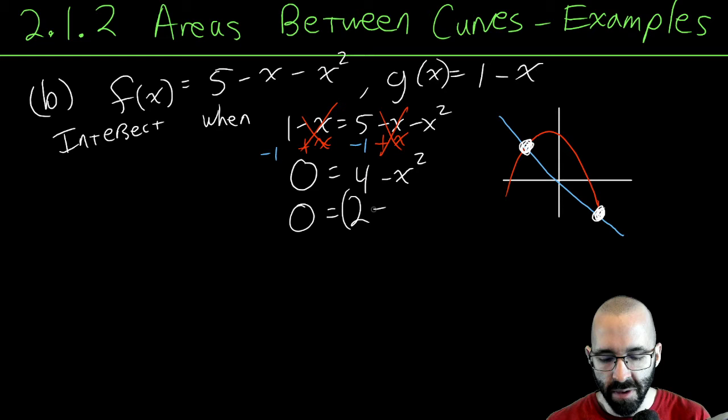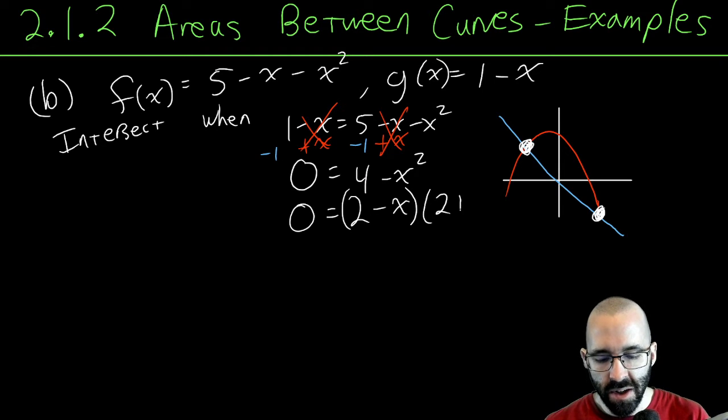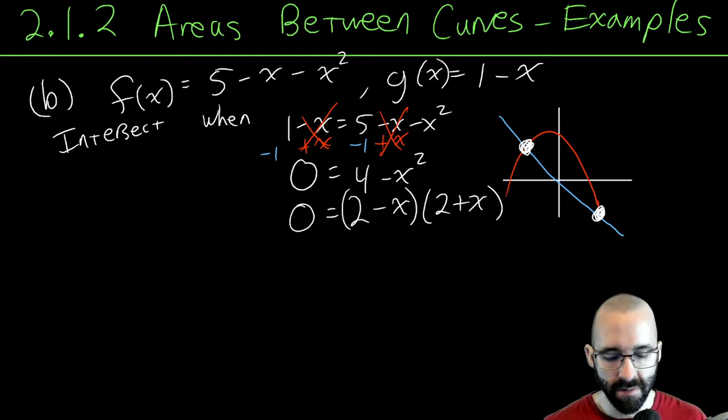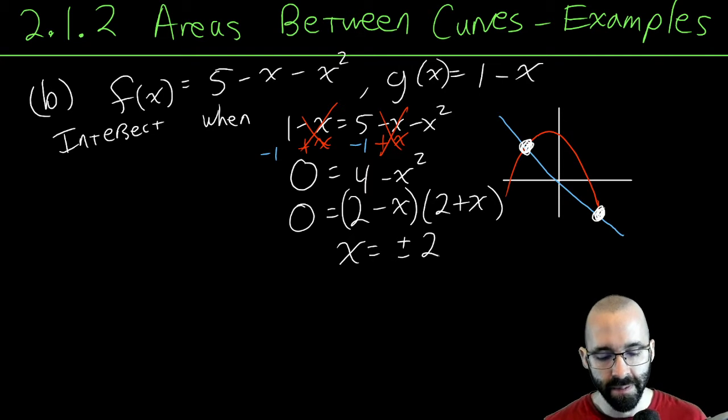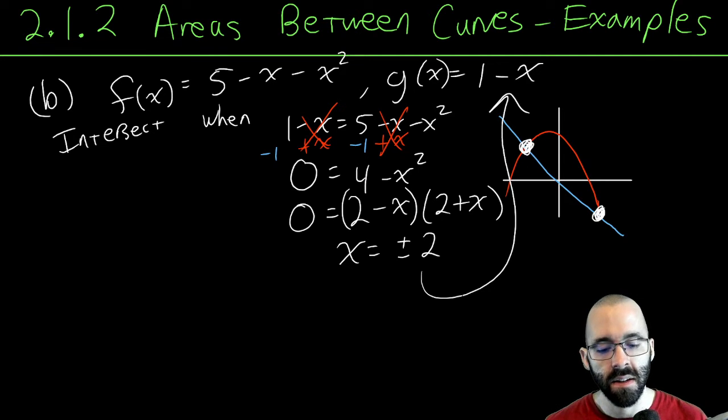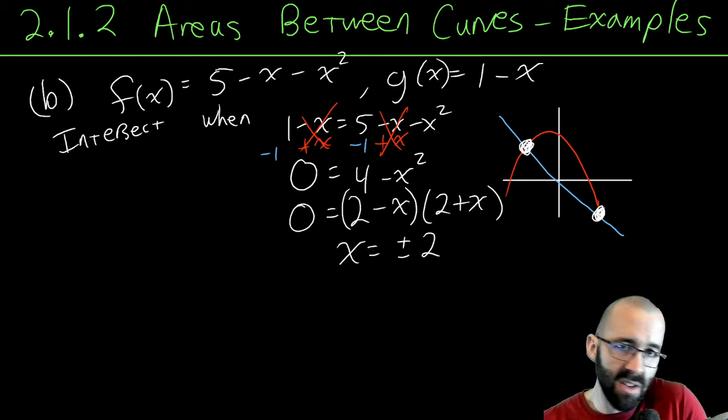Most of you probably will prefer the square root method, so I'm going to show you this method. If we set equal to 0 and factor it, we're going to get that x is equal to plus or minus 2. And that gives us our region of integration. We could find the y coordinate as well by putting this back into either one, because the y coordinate is going to be the same. That's what we found out. But we don't have to. We don't need the y coordinate here.